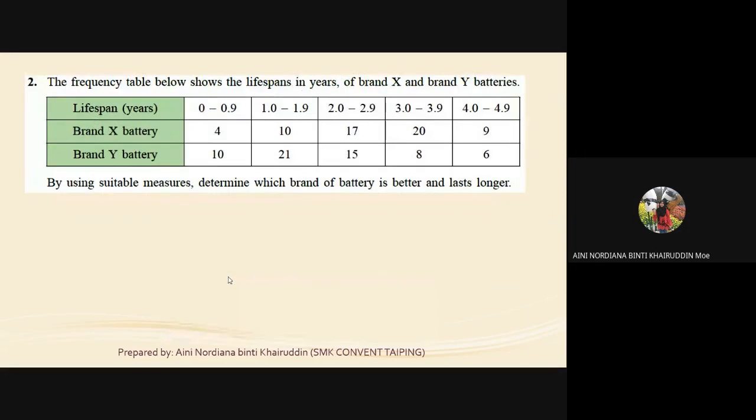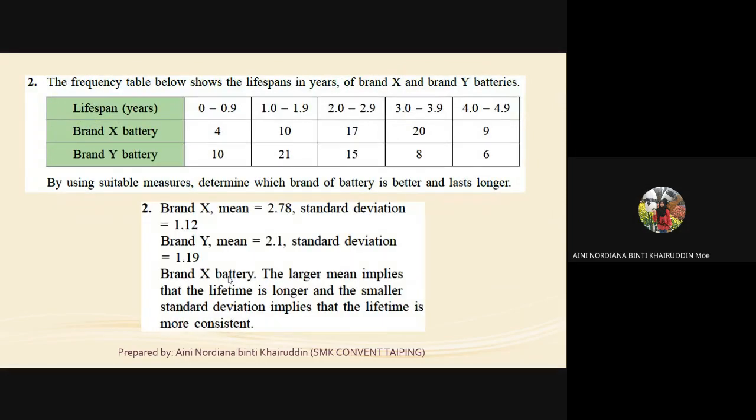Question number 2. Brand X mean 2.78, standard deviation 1.12. Brand Y mean 2.1, standard deviation 1.19. The question is which brand of battery is better? So the answer is brand X battery. The larger mean implies that the lifetime is longer and the smaller standard deviation implies that the lifetime is more consistent.